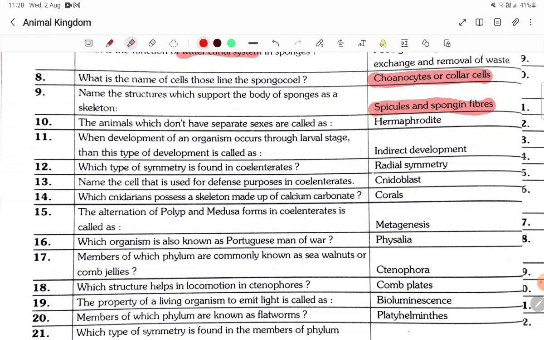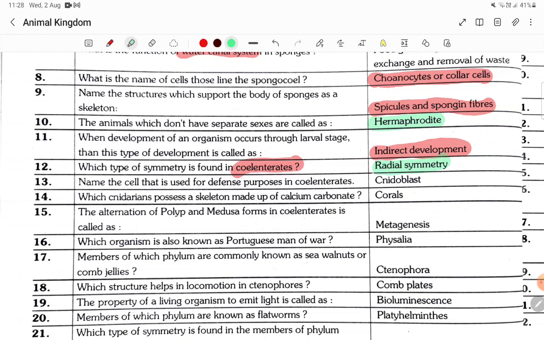Now the question number 10, animals which do not have separate sexes are called as, so they are called as hermaphrodites. Question number 11 is, when development of an organism occurs through a larval stage, this type of development is called indirect development. And when larval stages are not present, that is called direct development. So coming on question number 12, which type of symmetry is found in coelenterates? So radial symmetry is present in coelenterates.